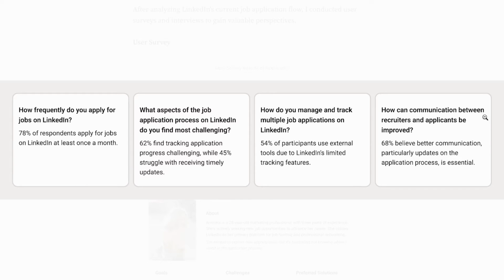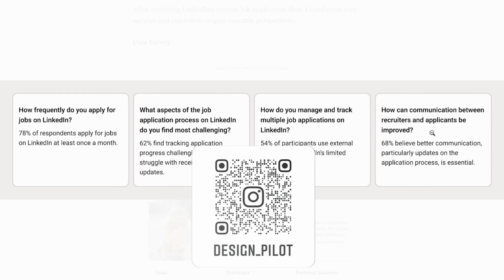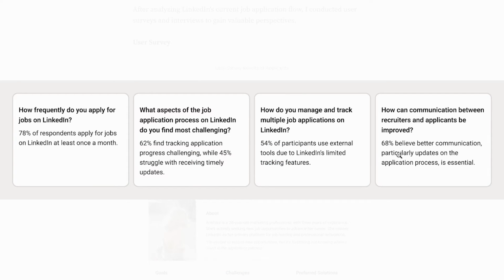And how can communication between recruiters and applicants be improved? 68% believe better communication, particularly updates on the application process, is essential. Here again, right, if you read the question is how can the communication be improved? And you're saying that 86% believe better communication is important. The question is, how can it be improved? So when I read all of these answers, one thing that comes to mind, this feels like this research is being done to validate if the problem even exists or not.